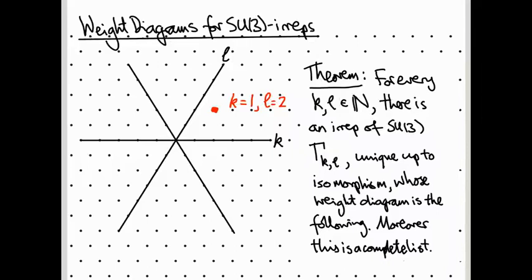So here's the theorem. For every pair of non-negative integers k and l, there is an irreducible representation of SU3, which I'm going to call gamma kl, whose weight diagram is given by a recipe that I'm going to tell you right now. And gamma kl is unique up to isomorphism in the sense that if another irreducible representation has the same weight diagram, then it's isomorphic to gamma kl. And moreover, this is a complete list, so every irreducible representation of SU3 has its weight diagram constructed in this way.